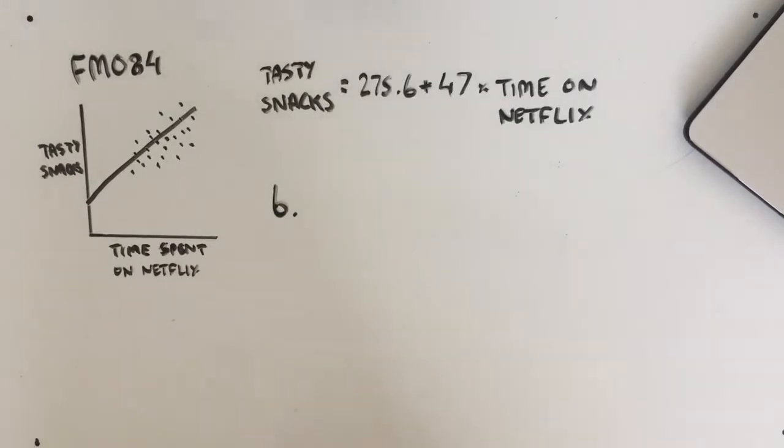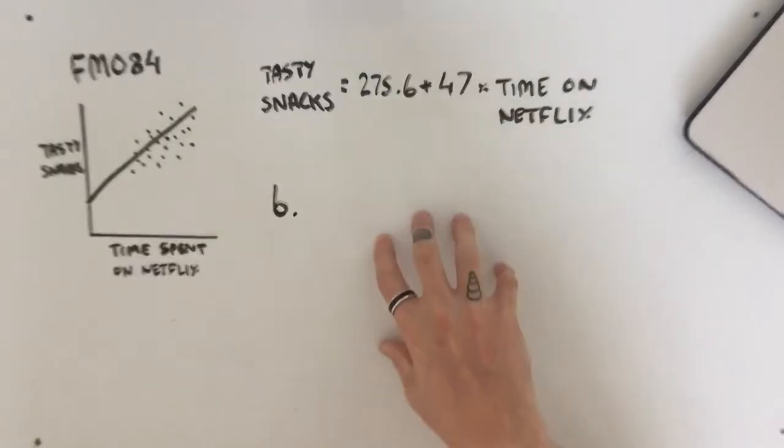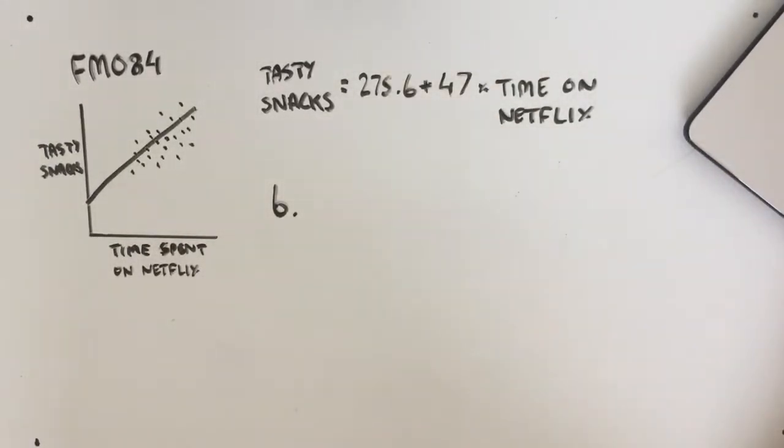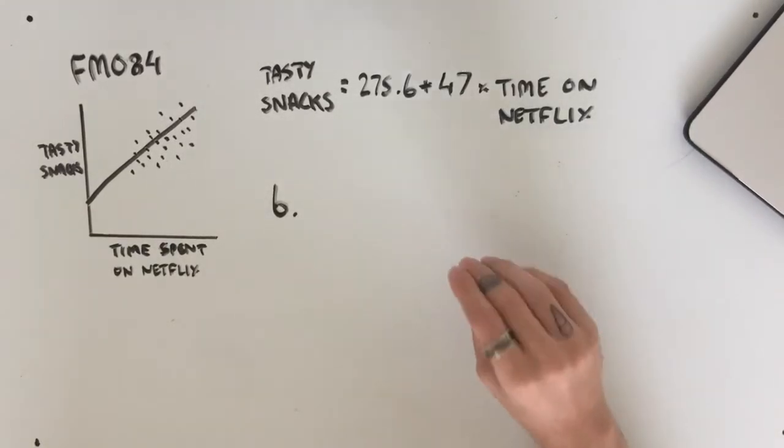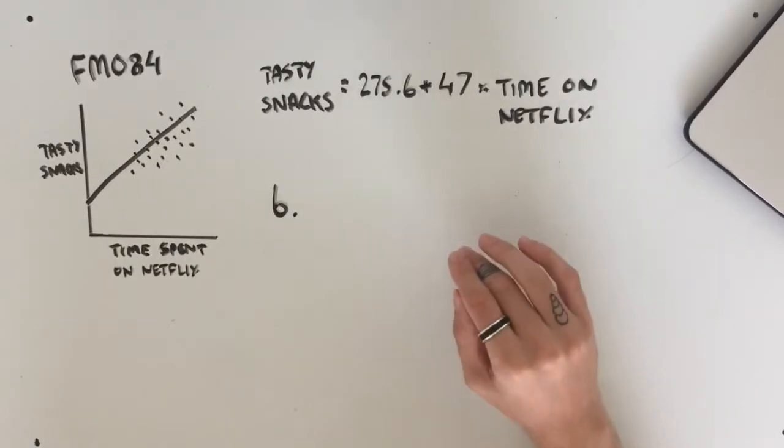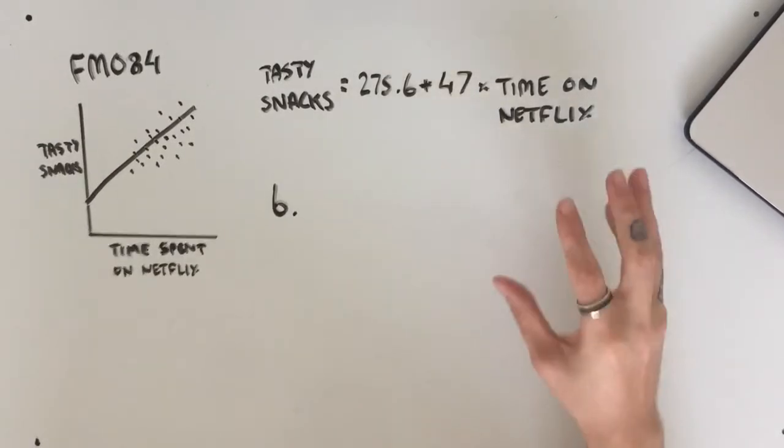Part B wants us to complete a sentence. Complete the following statement by filling in the missing information. So I'll get you guys to read from your book or your download. From the least squares regression line equation, it can be concluded that for these towns, on average, the amount of tasty snacks consumed increases by blank grams for each 1 hour increase in time spent watching Netflix.